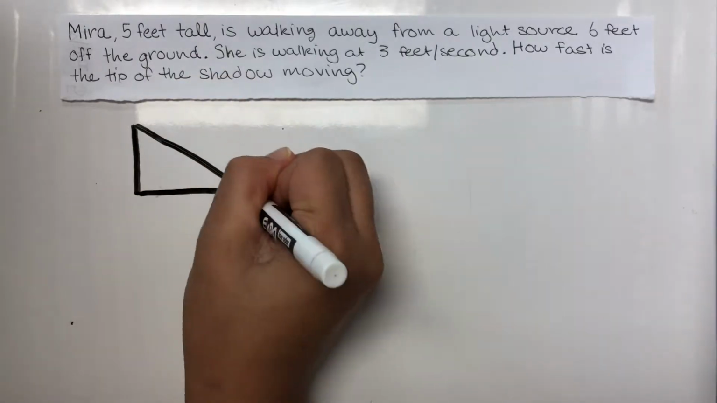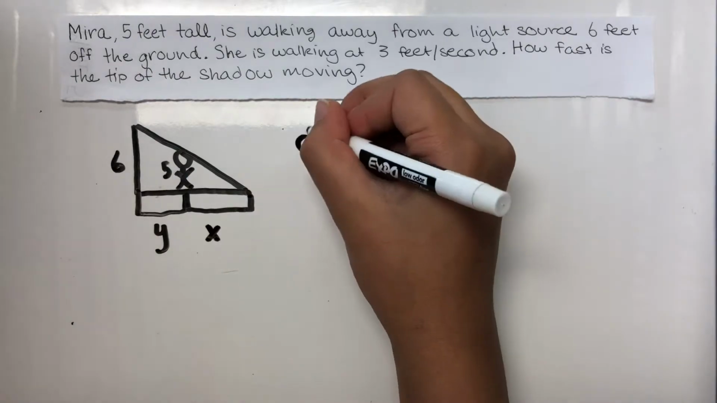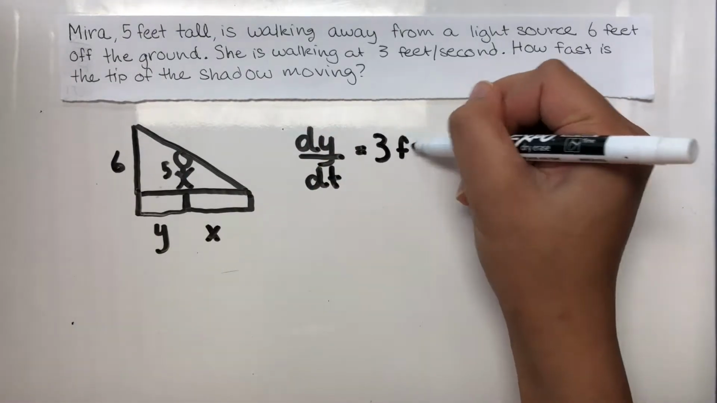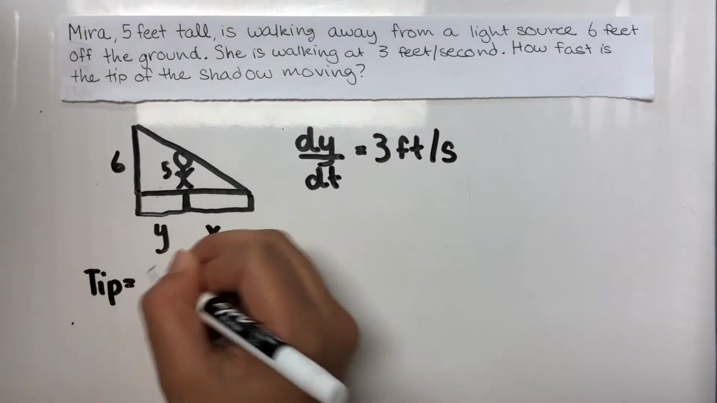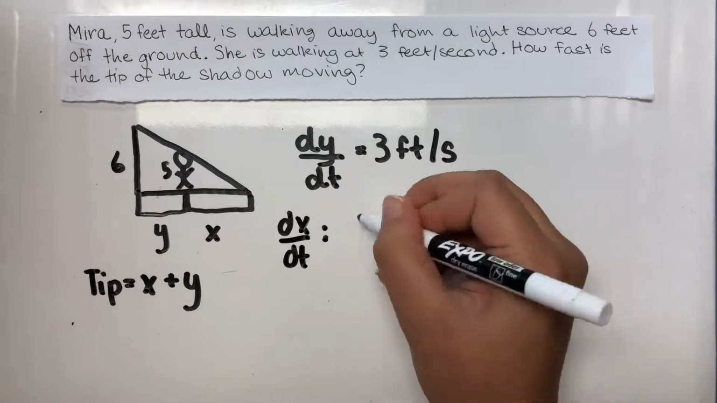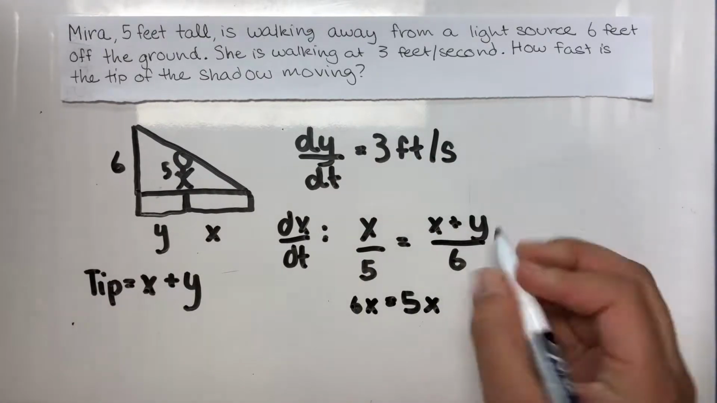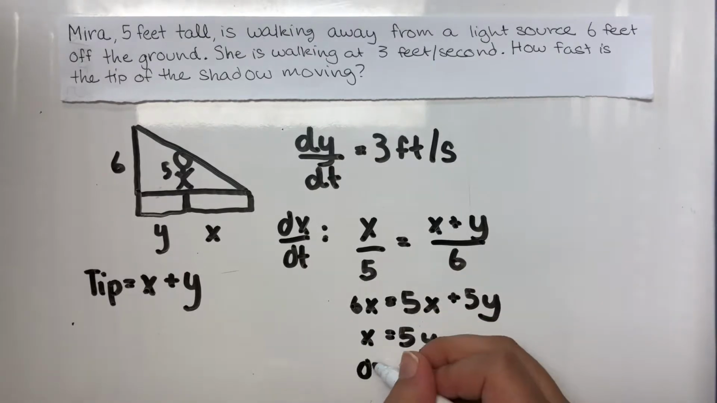First, let's draw a diagram. We know that Amira is walking at 3 feet per second, so that makes dy/dt equal to 3. The tip of the shadow can be represented by x plus y, and in order to find how fast it is moving, we're going to need to find dx/dt. In order to do so, we need to set up a proportion of similar triangles and then solve for the relationship between x and y.